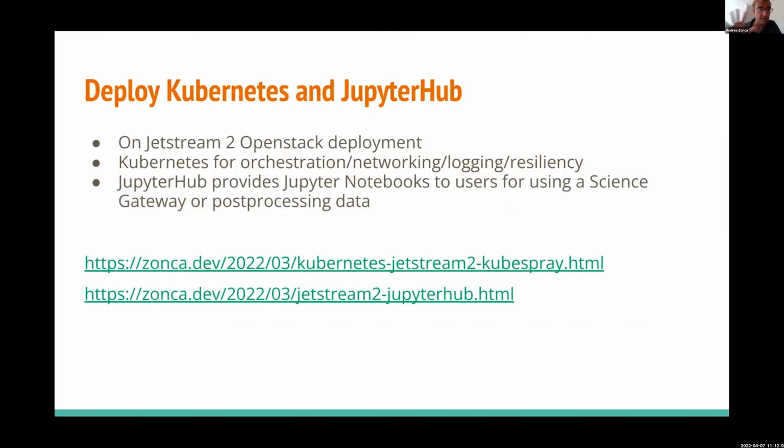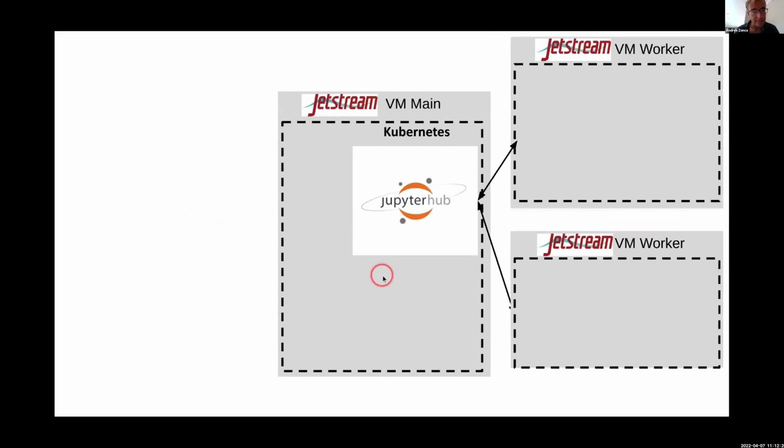So let's first of all start with our platform. Currently we're working on Jetstream 2. We just transitioned. We were using Jetstream 1 before. And the first two tutorials, you see the links here, are about deploying Kubernetes and Jupyter Hub. Okay, so let's take a look at the architecture. So we have our Jetstream. Jetstream is an OpenStack cloud at Indiana University, and allows you to deploy a distributed system.